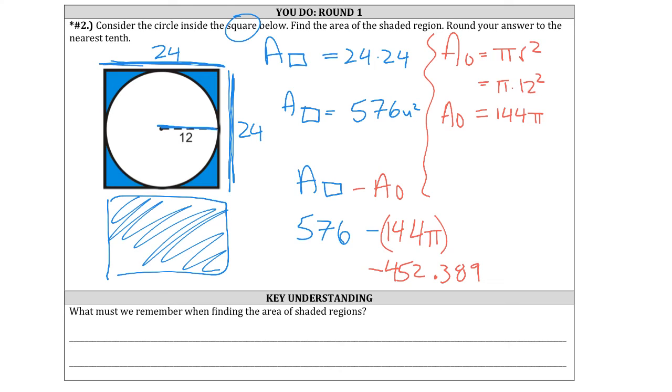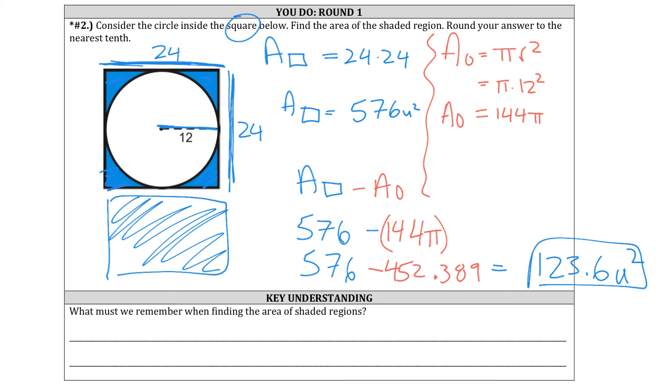It's a lot of that square. It's not the whole square, but it's a lot of it. So it's 576 minus 452.389, or minus 144 pi in parentheses. And you get 123.6 units squared. That is the actual blue parts that are shaded in over here.